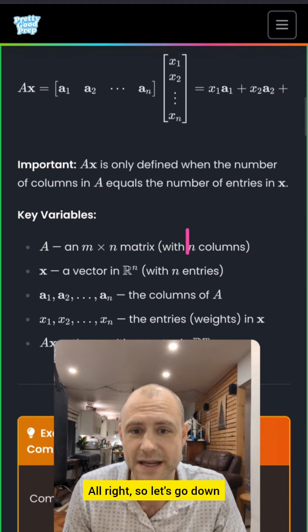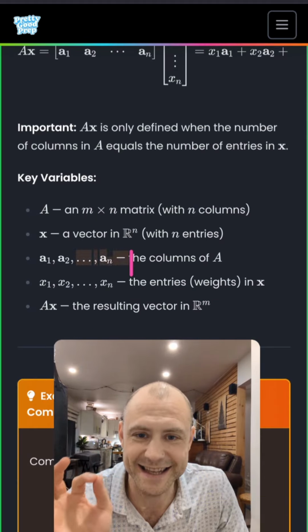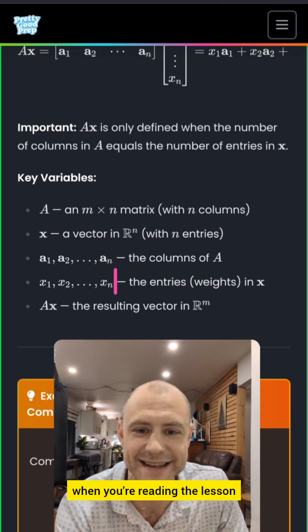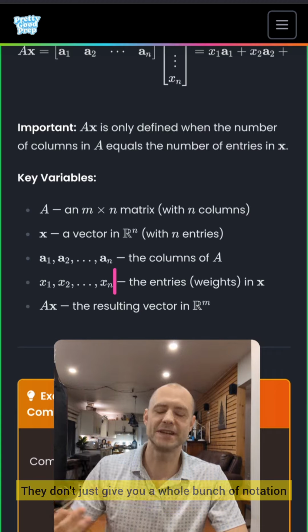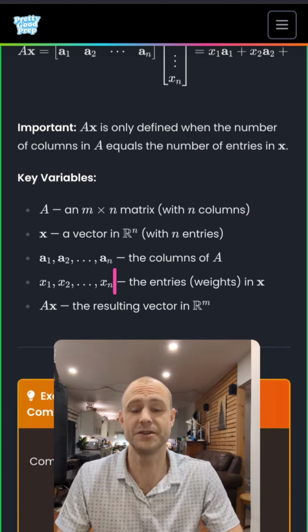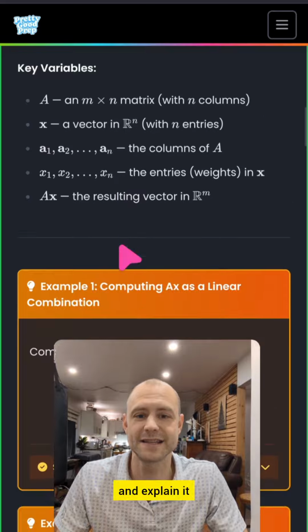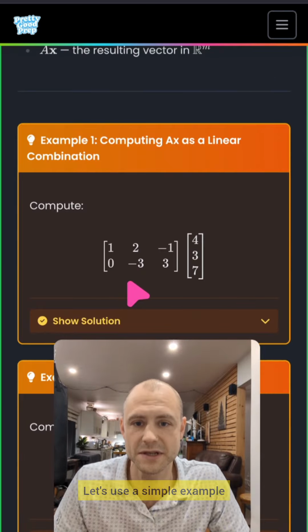All right, so let's go down. I like to spell out the notation, each thing exactly, so that when you're reading the lesson, you're not so confused. They don't just give you a whole bunch of notation and expect you to know it all at once, like they do usually in a textbook. So I take the time to write out every single thing and explain it. I like to also use simple examples. Let's use a simple example.